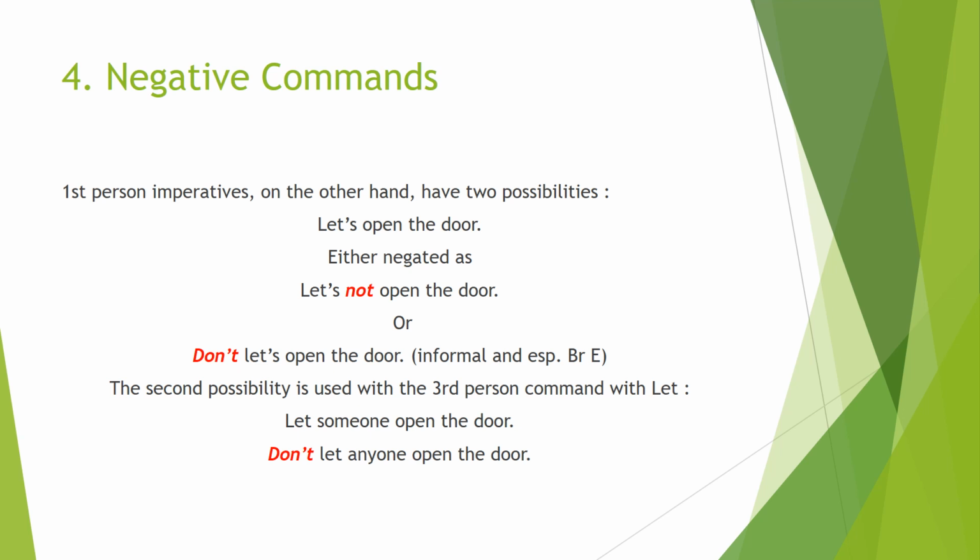So this means that when we have commands starting with let, if we use the first person object pronouns after let, we have two ways to negate these commands: either by adding not after the object pronoun, or by putting don't at the beginning of the command. But if we have a third person pronoun after let, we have only one way to change it into negative, which is by using don't at the beginning of the command.